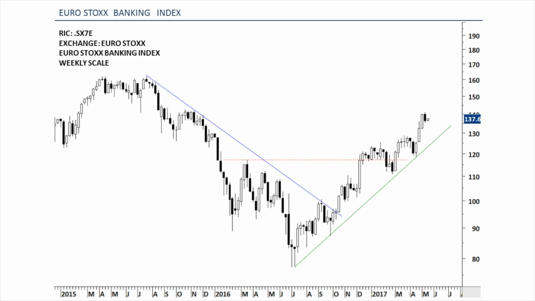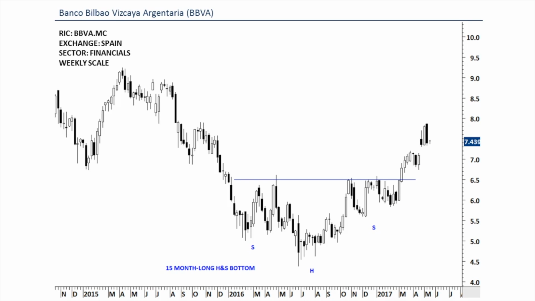In the last quarter of 2016, Euro Stoxx banking index breached a year-long downward trend line. Since then, the banking stocks in Europe have been performing well. Over the past year, Euro Stoxx banking index has established a steady uptrend. Strong banking index performance is now being supported by breakouts and bullish chart setups on individual equities. BBVA completed a 15-month-long head and shoulder bottom. The breakout from the lengthy base formation is possibly a major shift in the direction of the trend.